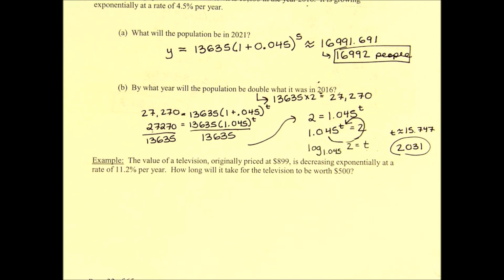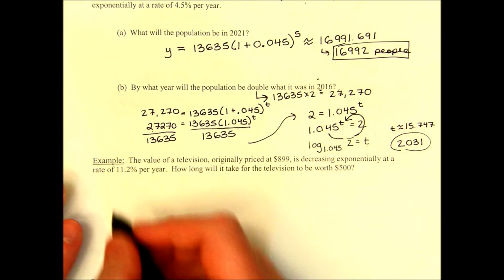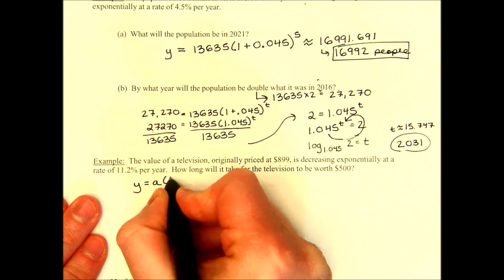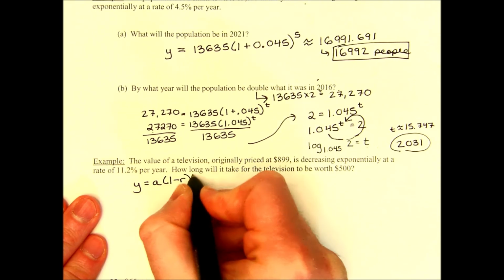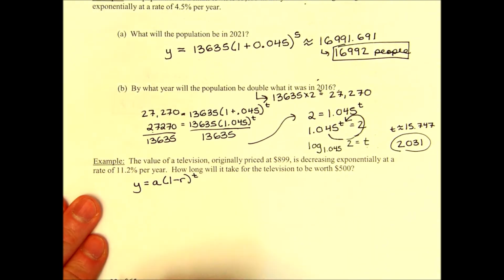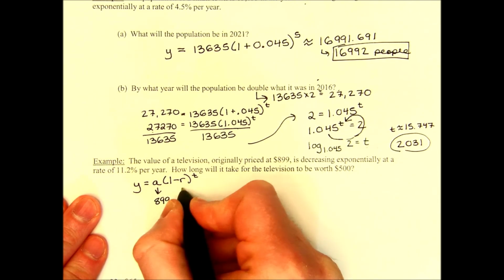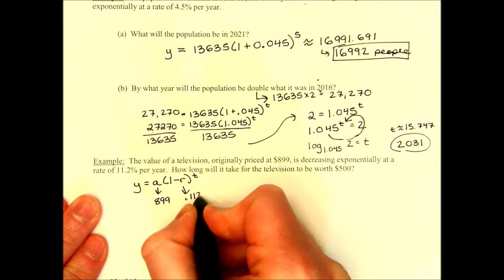One more of these. The value of a television, originally priced at $899, is decreasing exponentially at a rate of 11.2% per year. How long will it take for the television to be worth only $500? This is a percent decrease problem. Y equals A times 1 minus R raised to the t. I have my starting amount, that's my $899. I have my rate, that's 0.112.